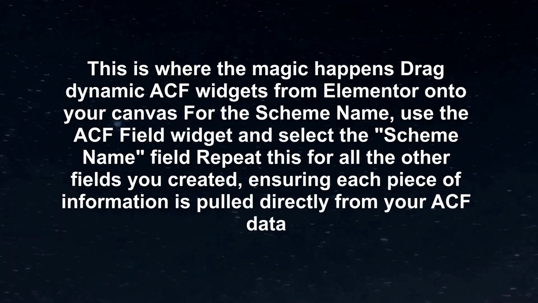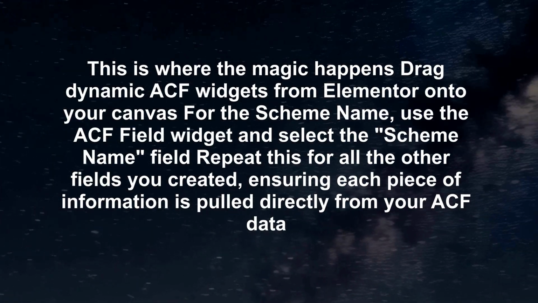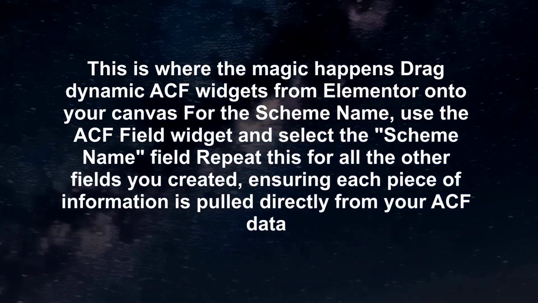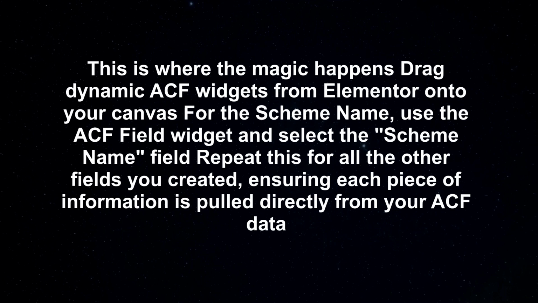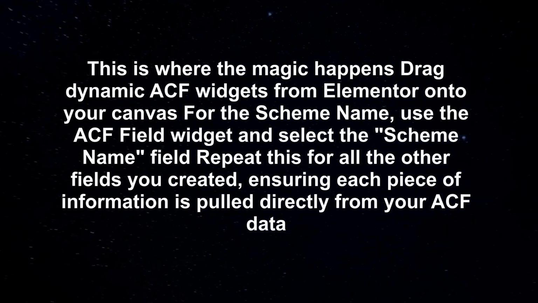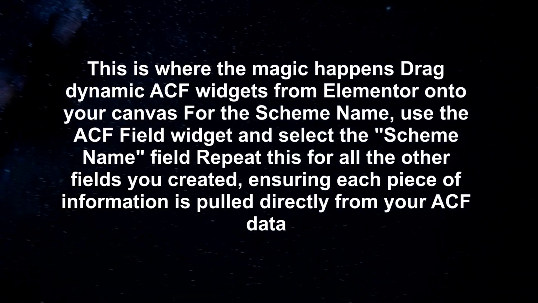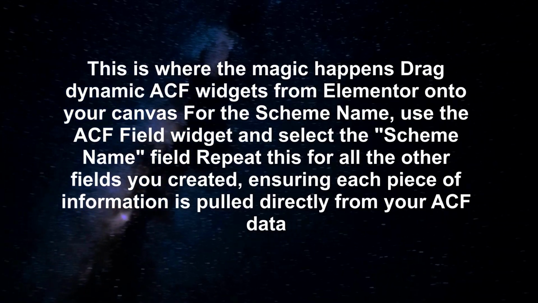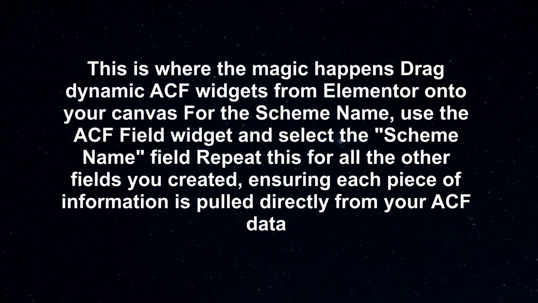Drag dynamic ACF widgets from Elementor onto your canvas for the scheme name. Use the ACF field widget and select the scheme name field. Repeat this for all the other fields you created, ensuring each piece of information is pulled directly from your ACF data.